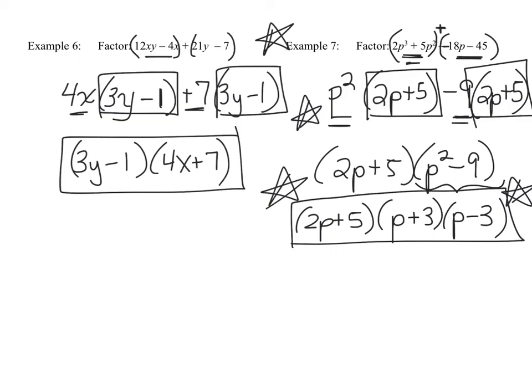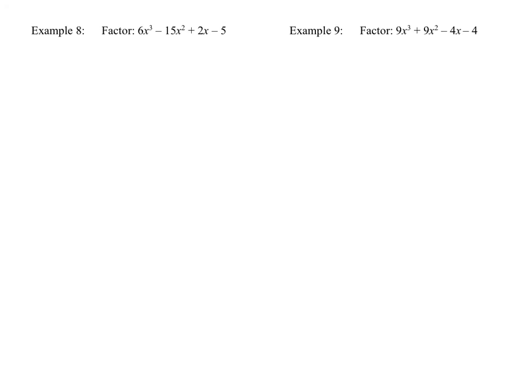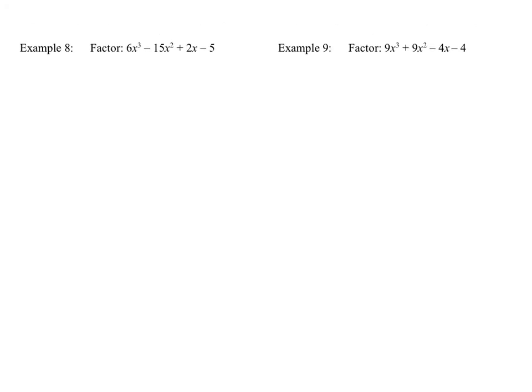Let's do two more together. Again, feel free to stop the video and just chime in to see if you did it correctly. That's totally fine. So the next one, we're going to put 6x to the third and 5x squared together, and we're going to put 2x minus 5 together.